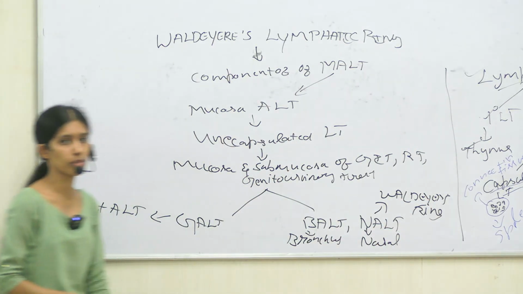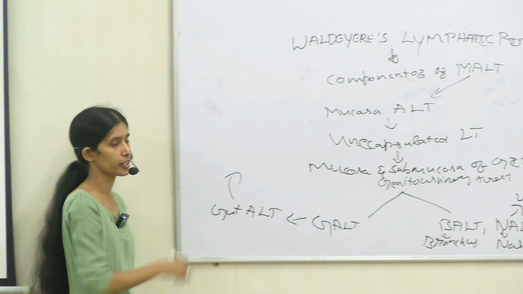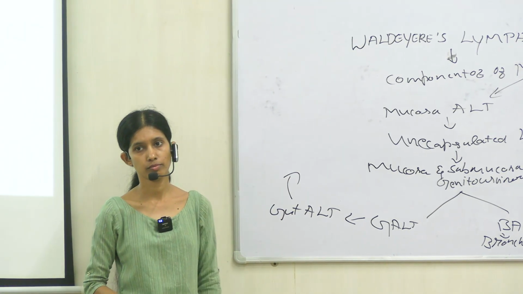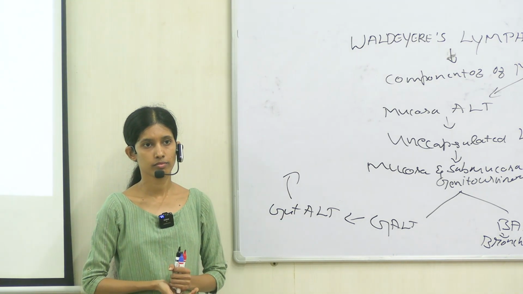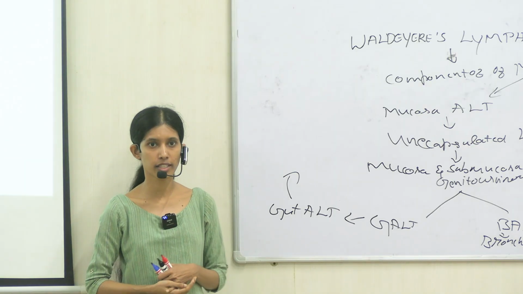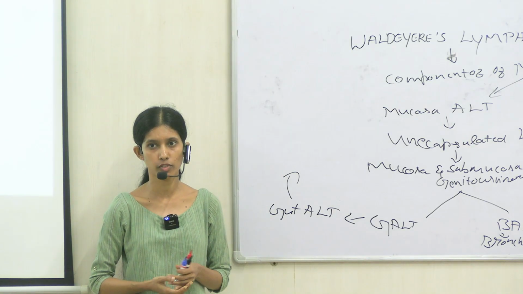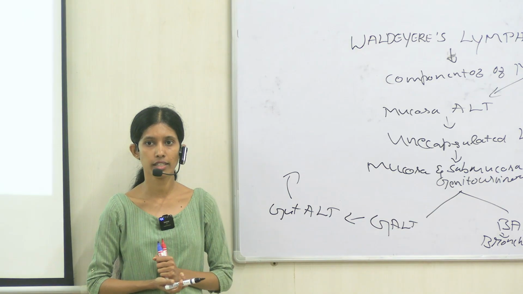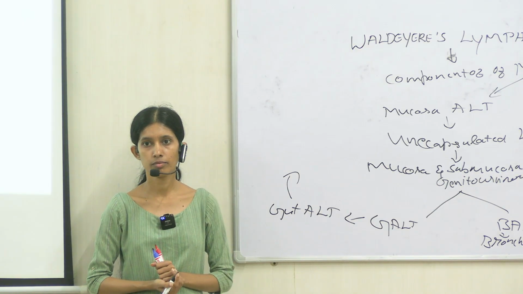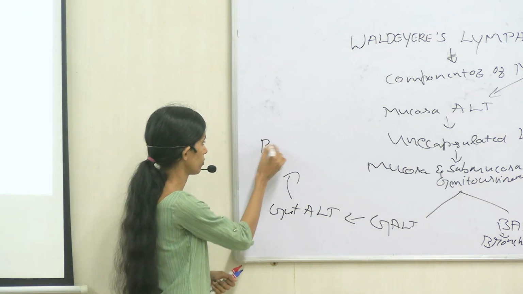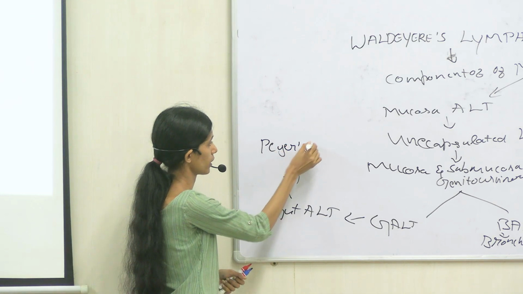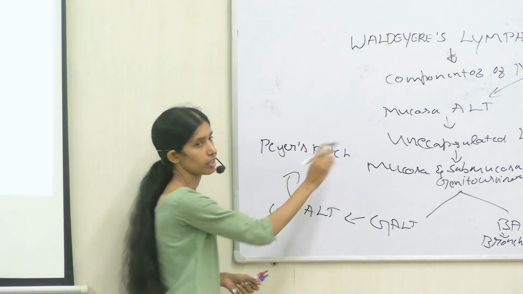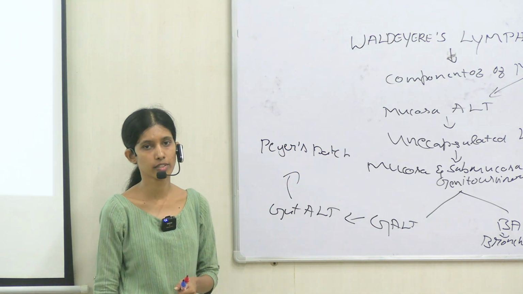What about the example for gut associated lymphoid tissue? Development of GIT and also gross part of GIT is finished, right? So what type of lymphoid tissue do you see there? Any example you remember? Peyer's patch, very good. Peyer's patch is one example for your gut associated lymphoid tissue.